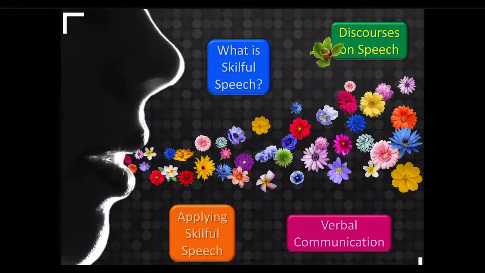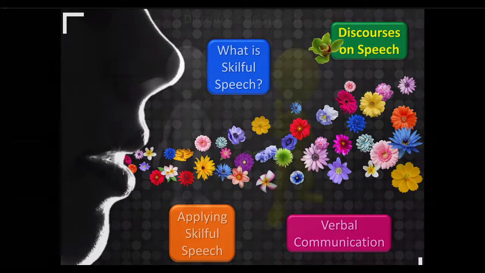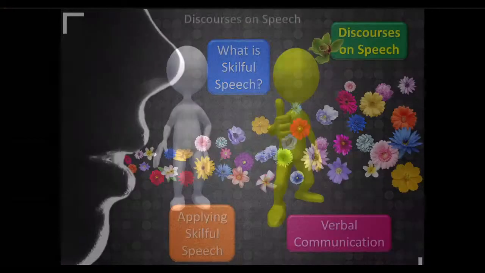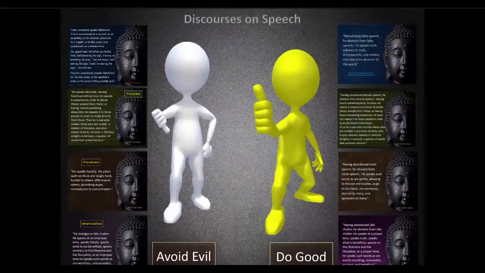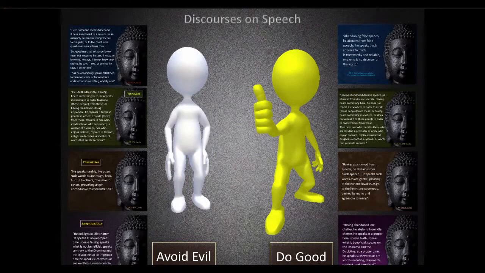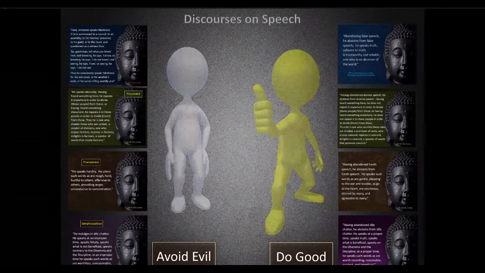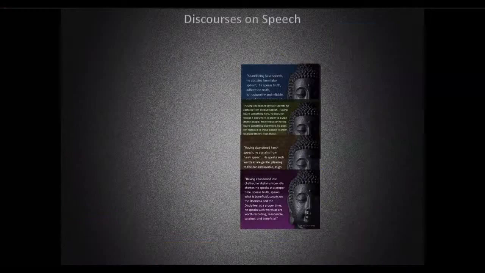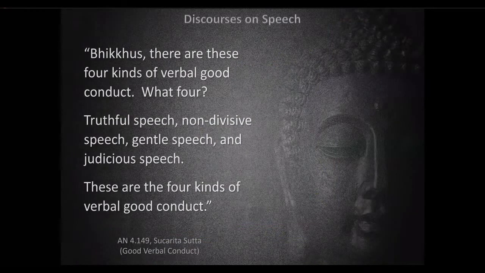So first, let us look at the discourses. Now, these are the suttas that we have seen so far. The suttas on the left cover what you should not do, which covers four forms of unskillful speech. And what is on the right shows how we should speak. First, we look at the discourses on speech.